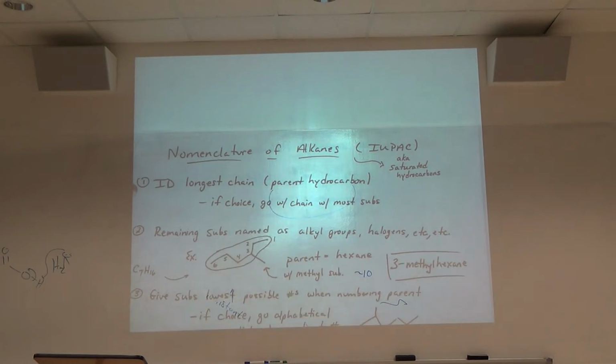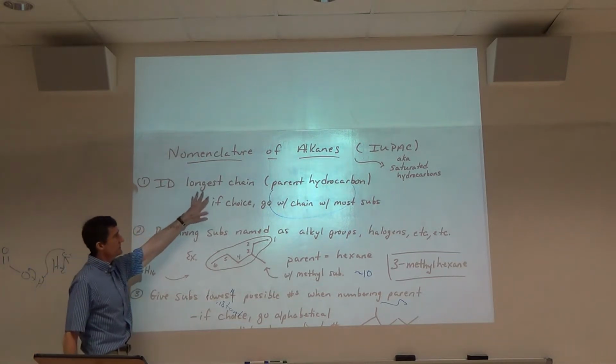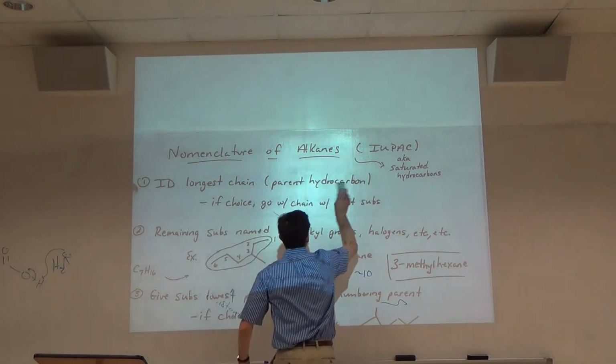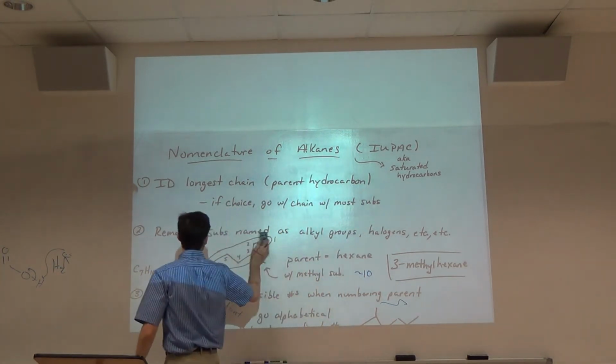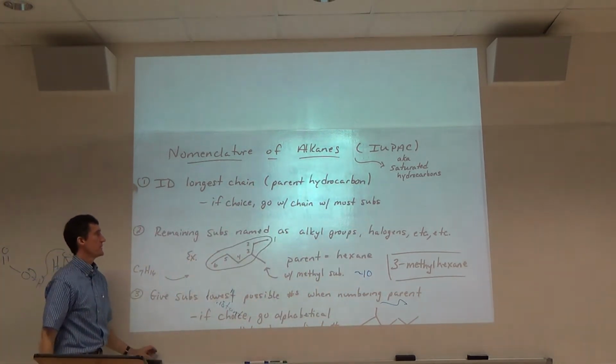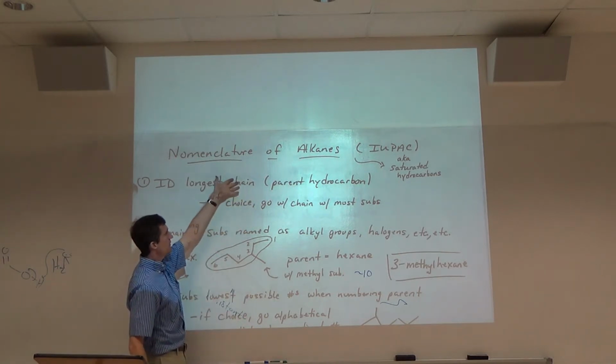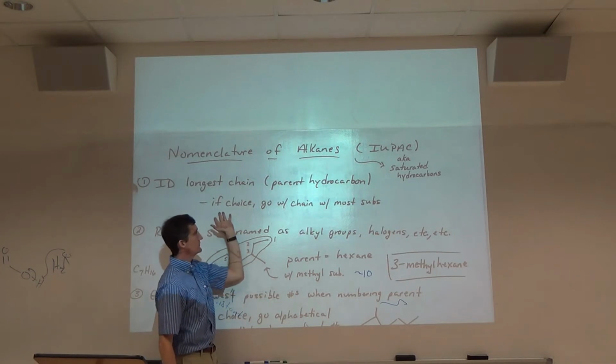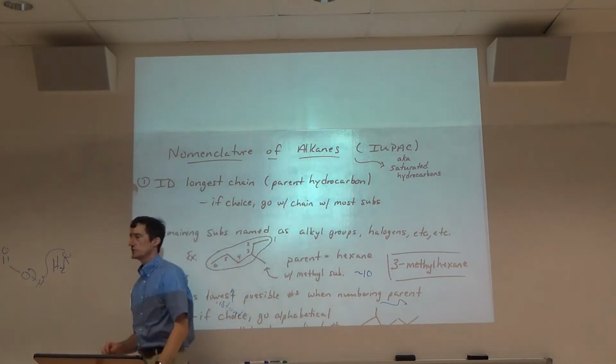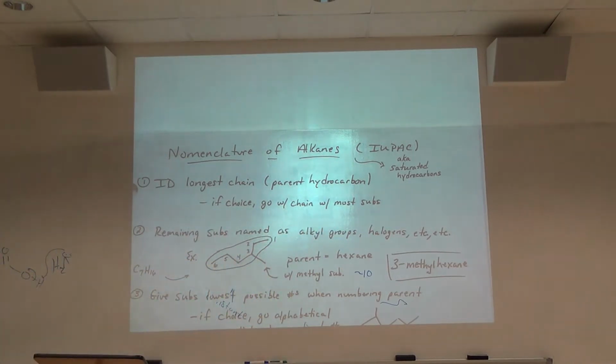Okay, let's do nomenclature. Let's start naming some of these. Alkanes. In nomenclature, the first thing you want to do is identify the longest chain. That's going to be called the parent. And then after each of these, for example, what if there's a choice? If there's a choice, you're going to go with most subs. You'll see examples of this.